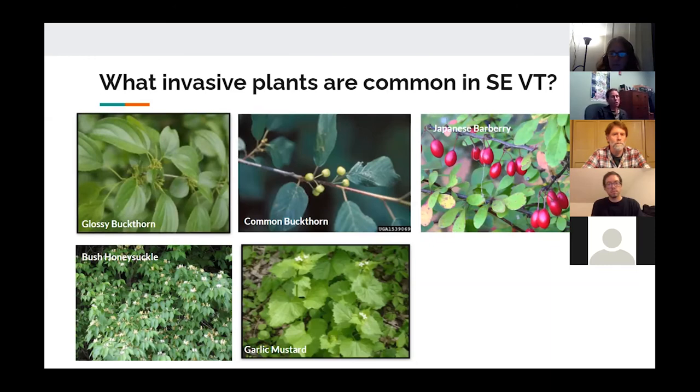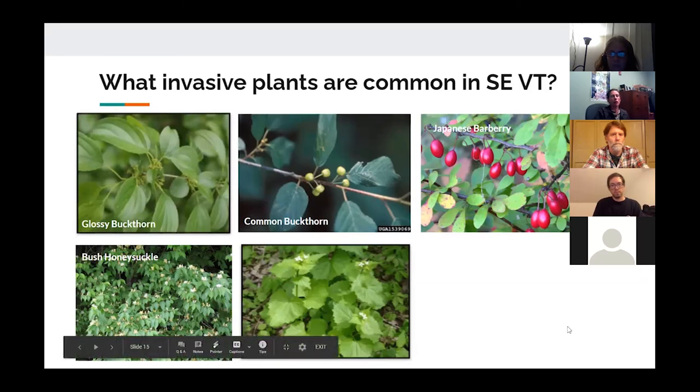And garlic mustard was planted or is planted in gardens for its medicinal qualities as well as for its edible vegetation. It does smell like garlic, and you can use it in salads and such. And this is also shade tolerant and will take over forested habitat, as Peter has shown, and prevent regeneration. So these are the most common species that you'll see in the area, and you'll learn more about these in other webinars.